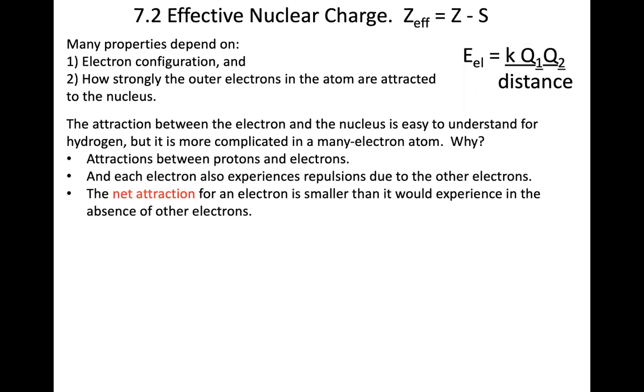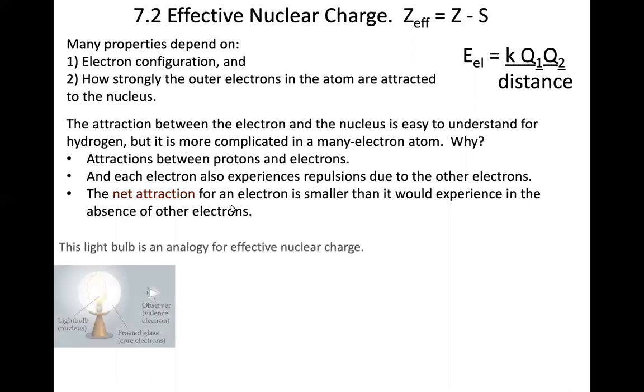We're going to have attractions between the protons and the electrons. We'll have repulsions between electrons with other electrons. And we're interested in the net attraction that a particular electron experiences after you account for the number of protons, but then also how that attraction is somewhat diminished because there are repulsions present as well. That's what we're going to spend some time trying to understand.